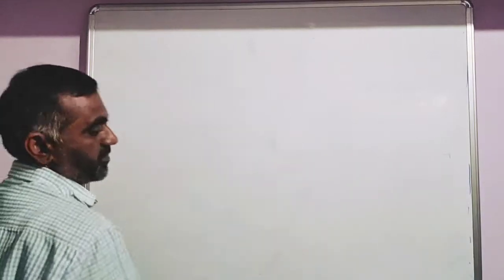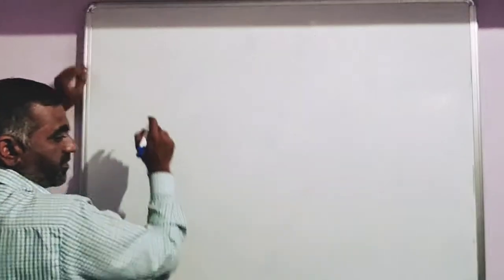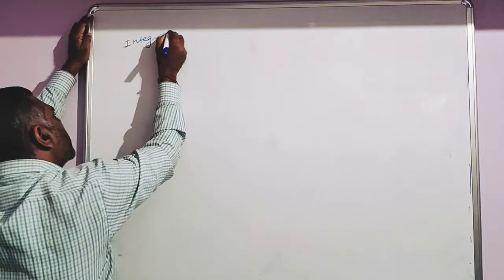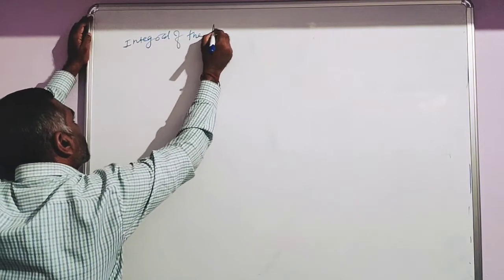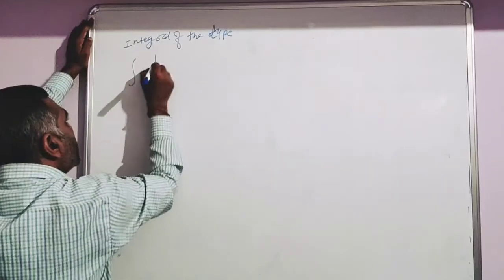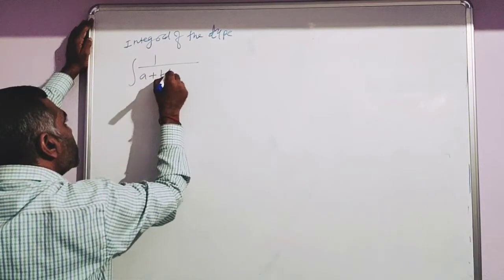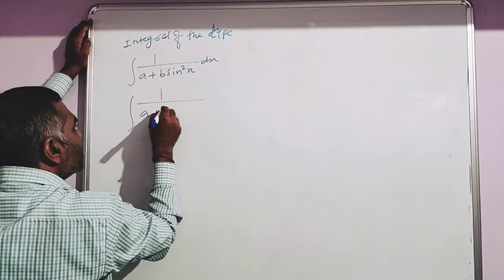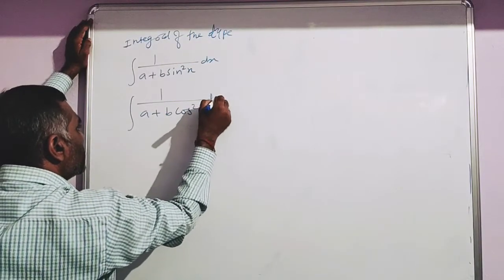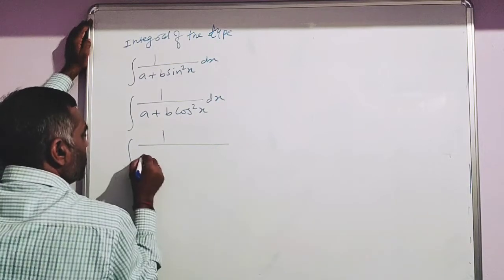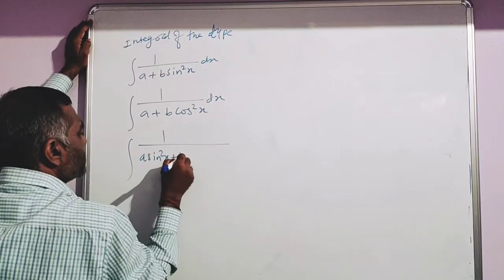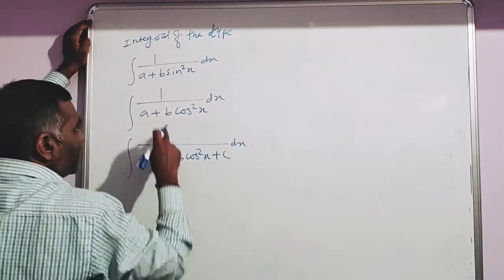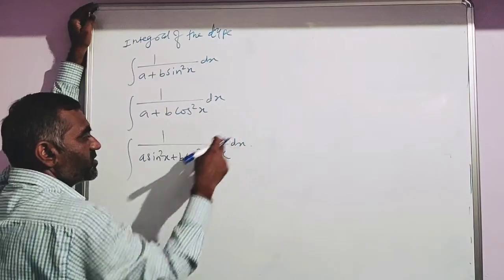Integral of the type 1 upon a plus b sin square x. Integration of 1 upon a plus b cos square x dx. 1 upon a sin square x plus b cos square x plus c dx, or 1 upon a plus b sin square x plus c cos square x.